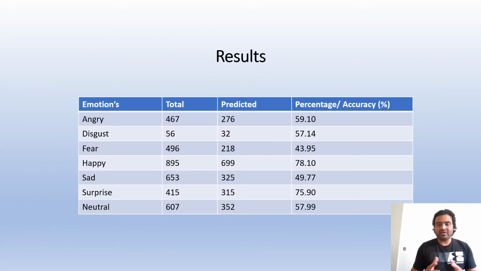So let's talk about the results we have so far. For the numbers I encircled, the computer predicted almost 44% as fear correctly and almost 50% as sad, compared to the other emotions.